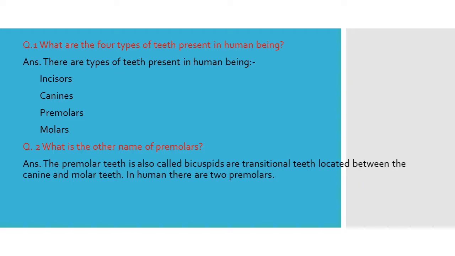Second question, what is the other name of premolars? The premolar teeth, also called bicuspids, are transitional teeth located between the canine and molar teeth. In humans, there are two premolars.